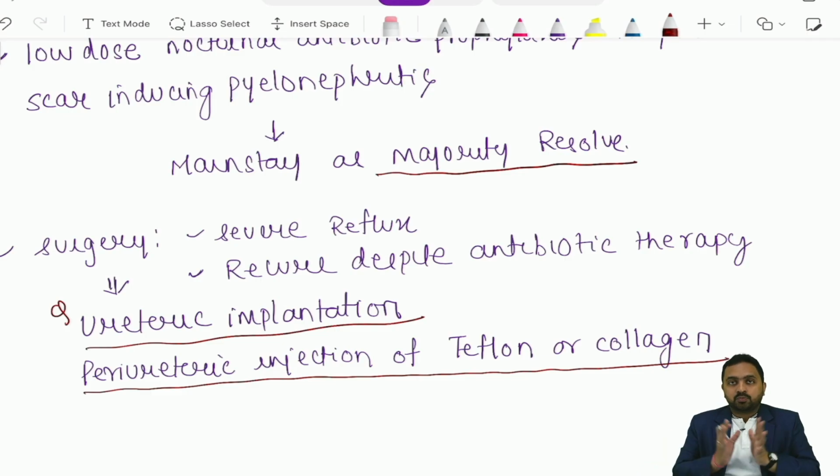So these were your important points regarding your renal infection. The most important that you need to remember includes your renal tuberculosis and your vesicoureteral reflux.